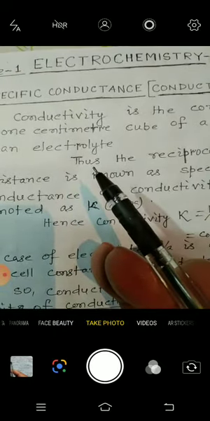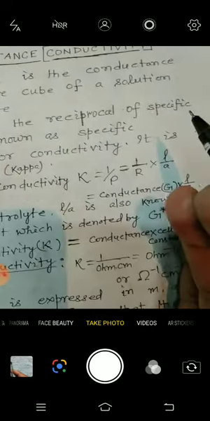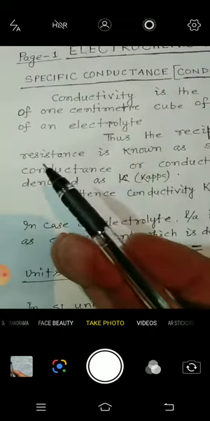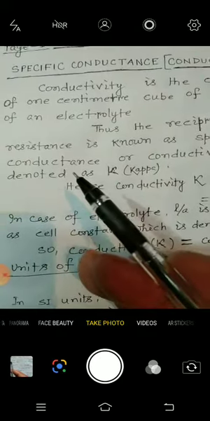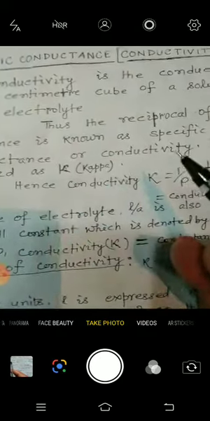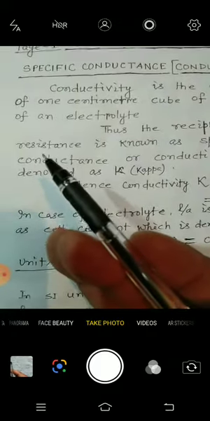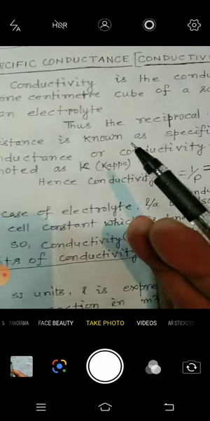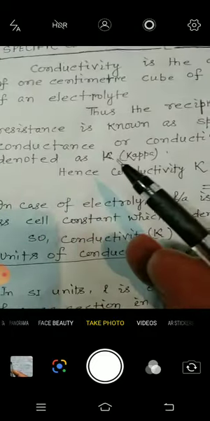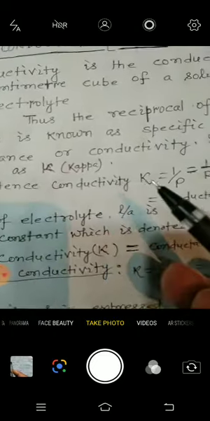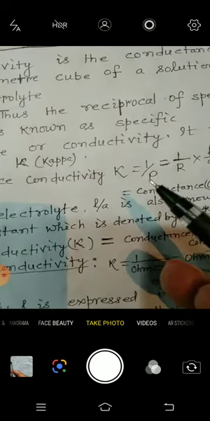Thus the reciprocal of specific resistance is known as specific conductance or conductivity. Remember, the reciprocal of specific resistance is known as specific conductance or conductivity. It is denoted as kappa. Hence, conductivity is the reciprocal of resistivity.